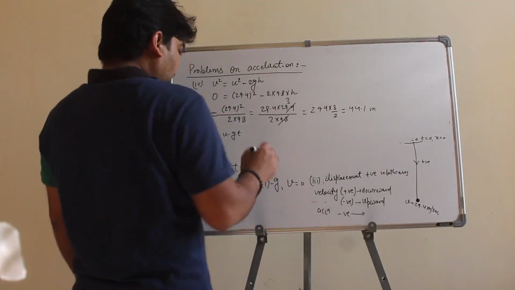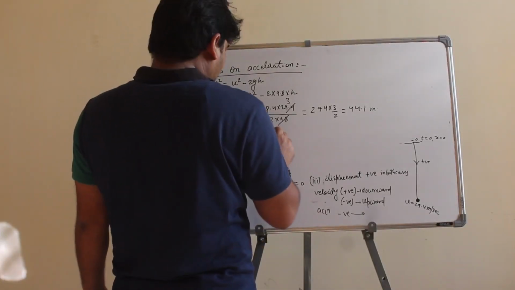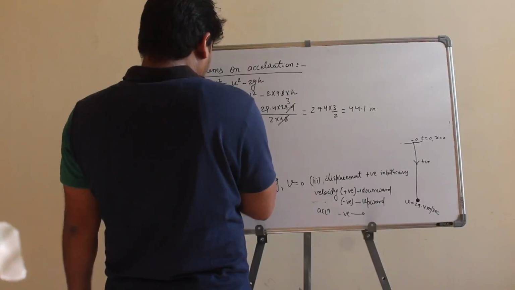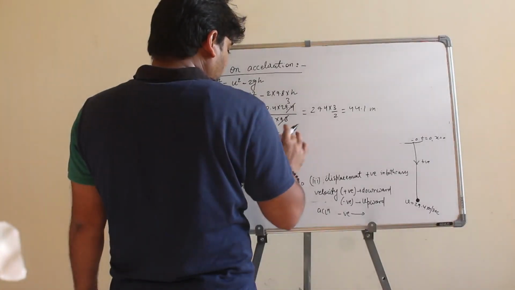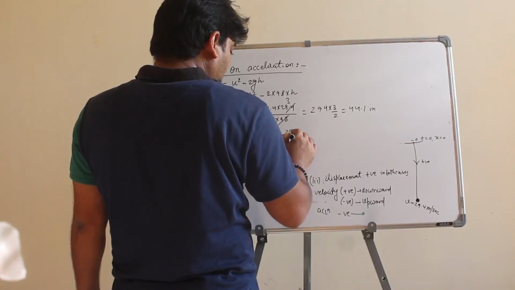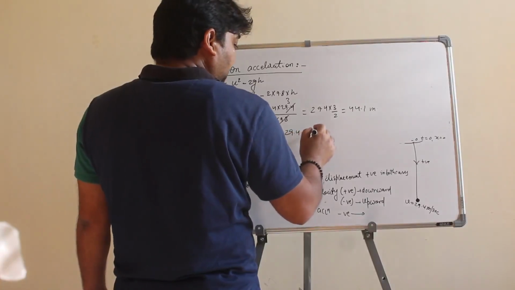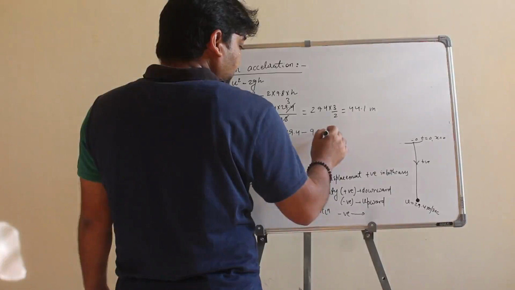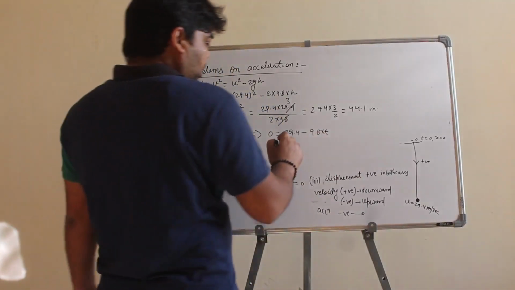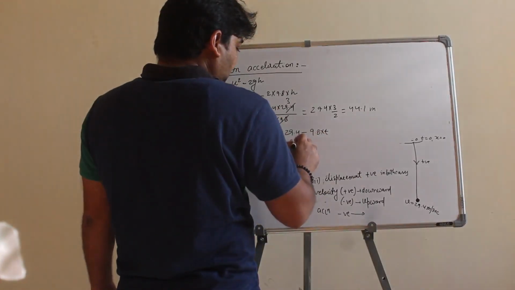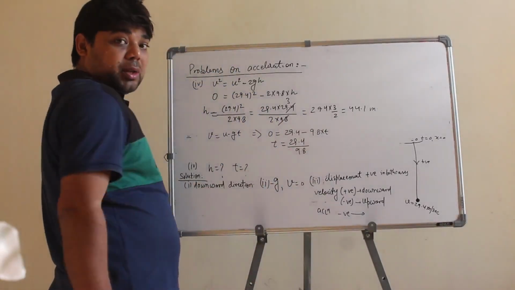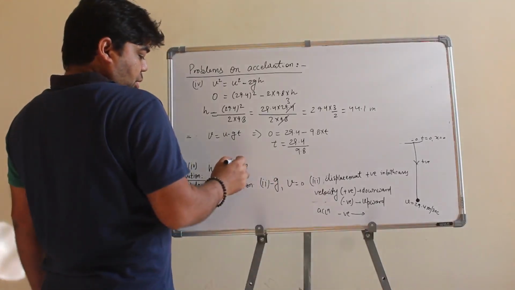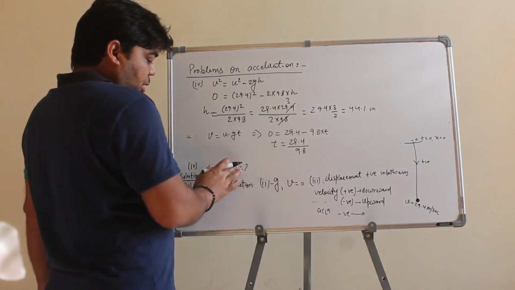Now V is 0. So 0 equals u, which is 29.4, minus 9.8 into t. So t is how much? 29.4 divided by 9.8. Now this is not complete, remember that. Let us write it as capital T here.